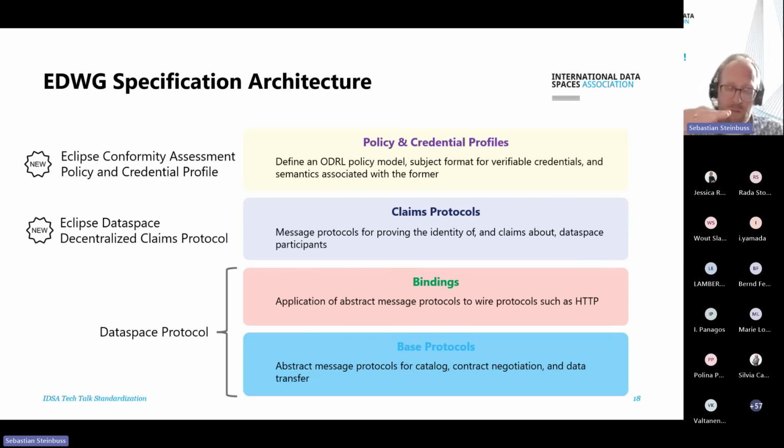We need on top of that different bindings. In the Dataspace protocol, we have at the moment a binding to the HTTP protocol, but it could be extended to bindings to other technical or wire protocols like MQTT, gRPC, whatever you want to use. This is agnostic in the first place of all those identity and claims parts, because maybe you want to inject different functionalities to manage claims. And therefore, on top of that, we come up with claim protocols, and on top of that, policy and credential profiles. So what is inside those claims, how it is structured.